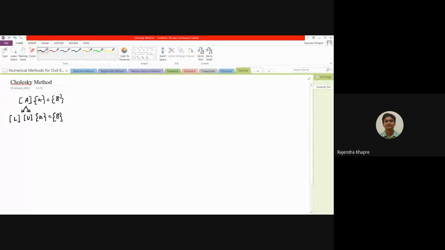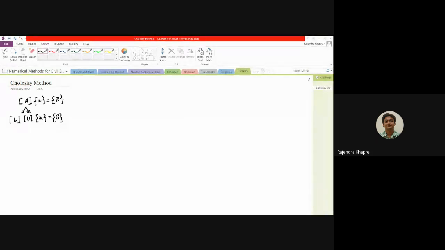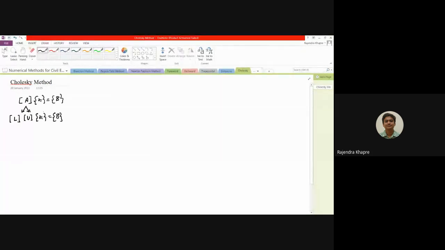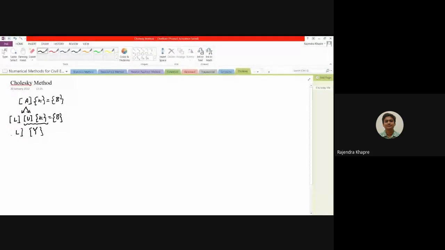A is broken into two parts, L and U, such that if you multiply the matrix L with matrix U, you will get the original A matrix. Now, what I am doing here is assuming the value of U into X, which is an upper triangular matrix times a vector, as, let us say, Y. Since U is a matrix and X is a vector, the product will also be a vector like this. The L matrix remains the same, and this will be your B, the original vector.